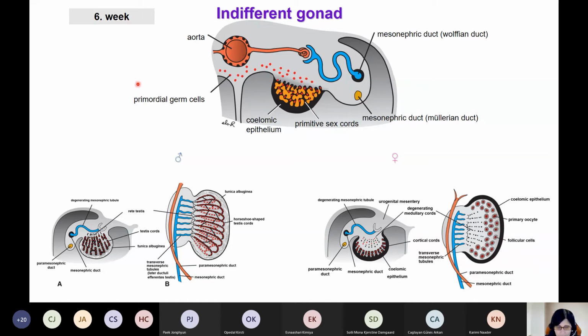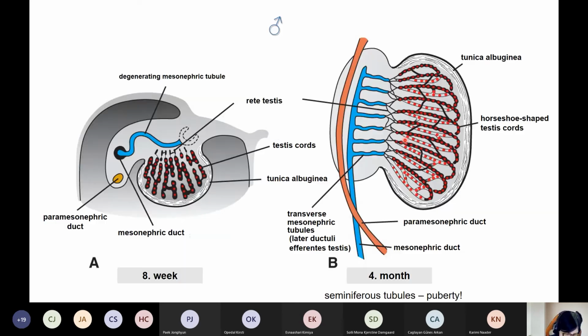After the 6th week, changes will happen, and we will get the development of the male gonad, the testis, or the development of the female gonad, the ovary. And these are the images we will see later. So now we focus on the indifferent gonad. Then, in case of the male development, first we will discuss the male development.